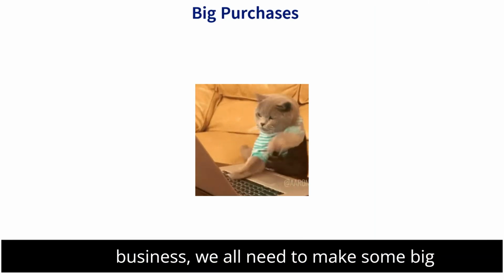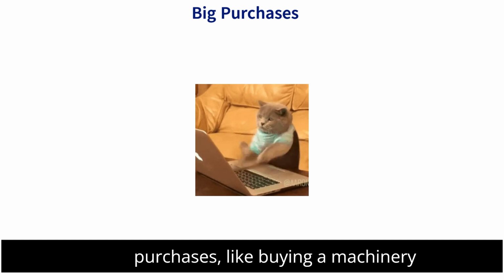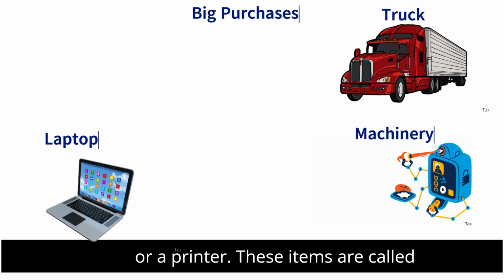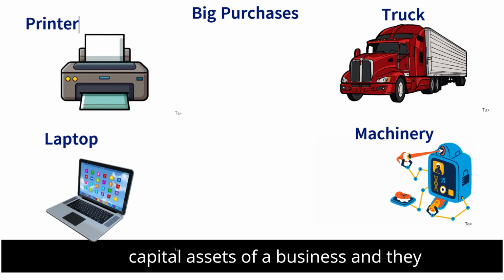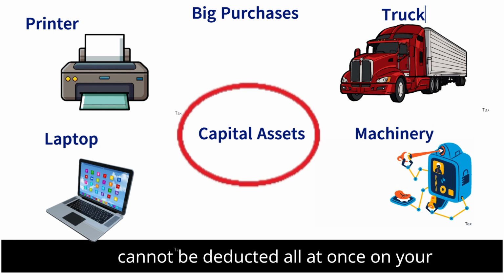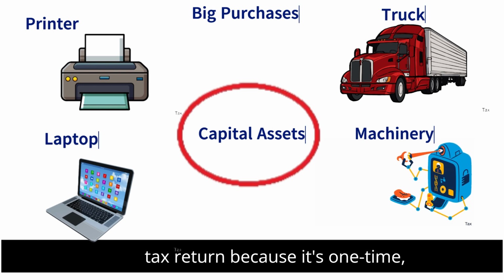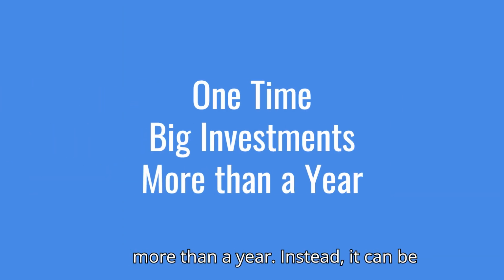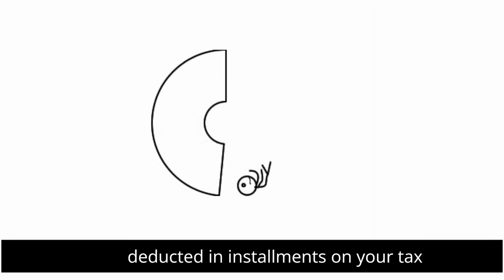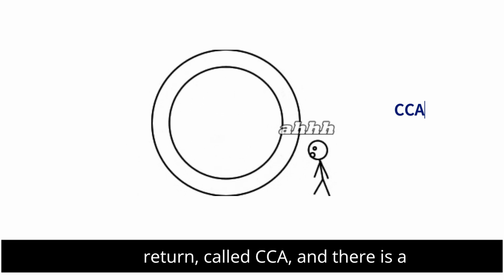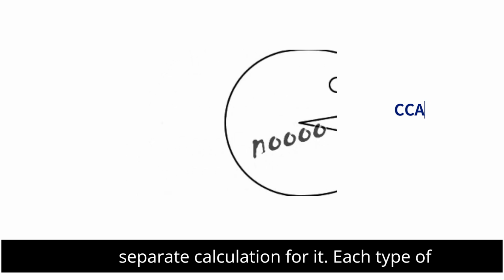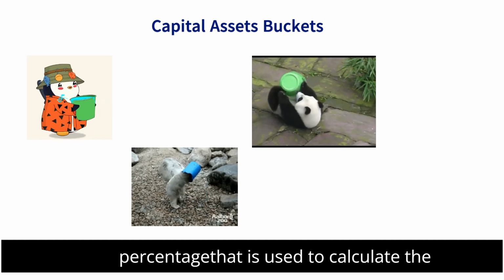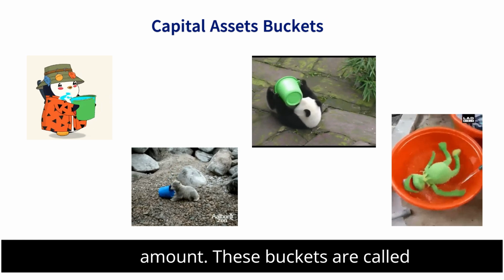To run a business, we all need to make some big purchases, like buying machinery, or a truck, or a laptop, or a printer. These items are called capital assets of a business, and they cannot be deducted all at once on your tax return, because they are one-time, big investment purchases that last for more than a year. Instead, they can be deducted in installments on your tax return, called CCA, and there is a separate calculation for it. Each type of capital asset has its own bucket of percentage that is used to calculate the amount. These buckets are called classes.